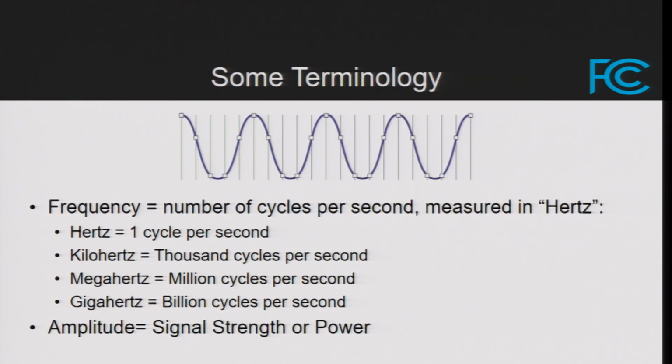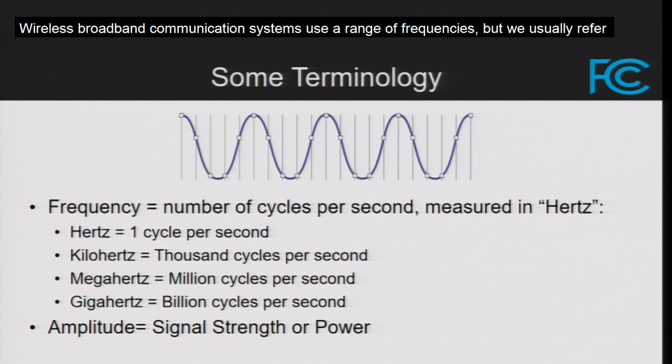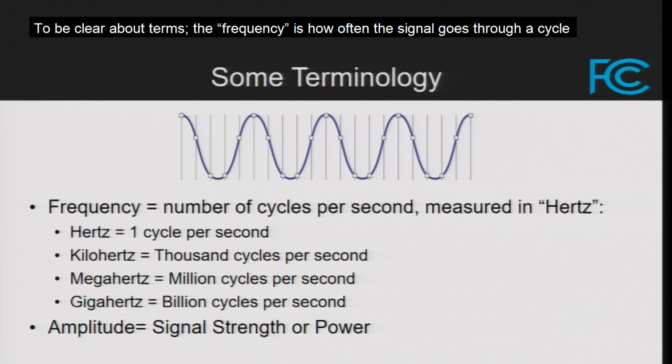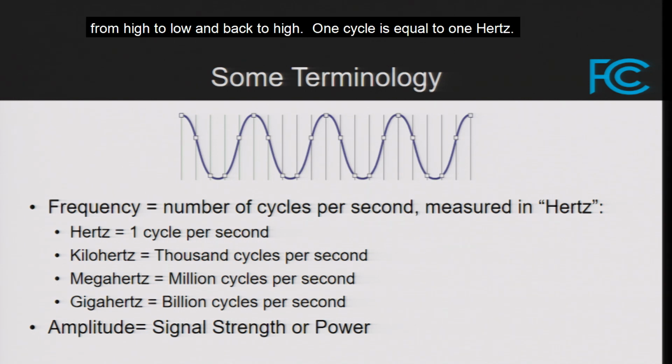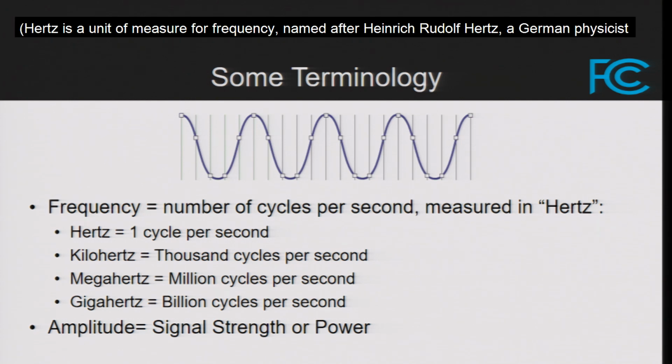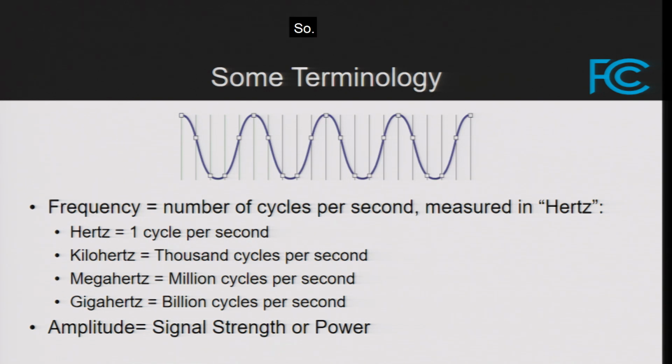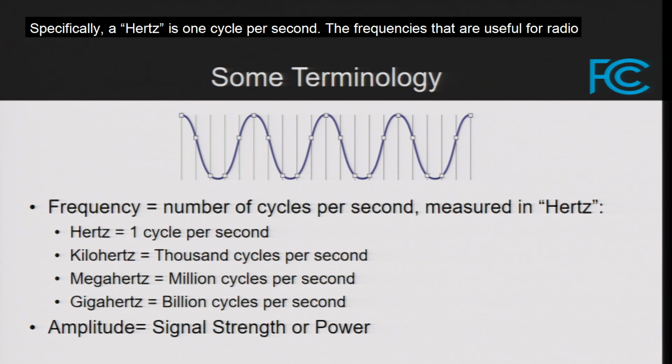Some terminology. Wireless broadband communication systems use a range of frequencies, but we usually refer only to the center frequency in the bandwidth since it's easier. To be clear about terms, the frequency is how often the signal goes through a cycle from a high to a low and back to a high. One cycle is equal to 1 hertz. Hertz is a unit of measure for frequency, and it's named after Heinrich Hertz, a German physicist who first conclusively proved the existence of radio waves in about 1880. So, specifically, a hertz is 1 cycle per second.